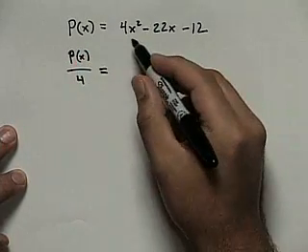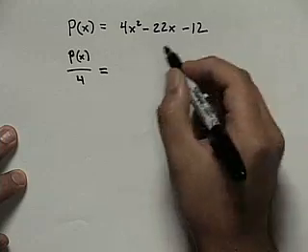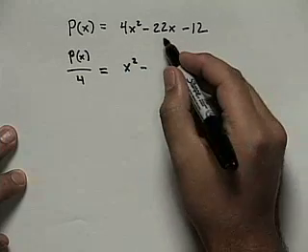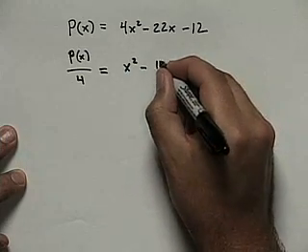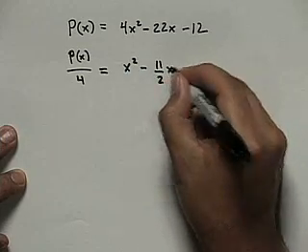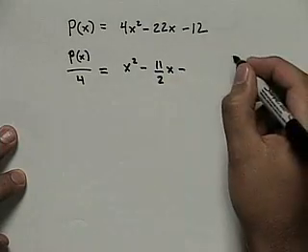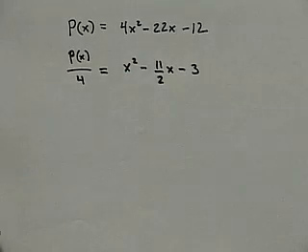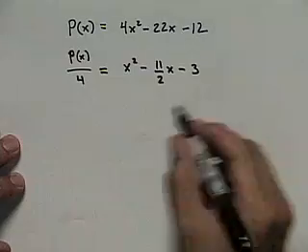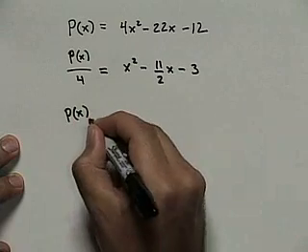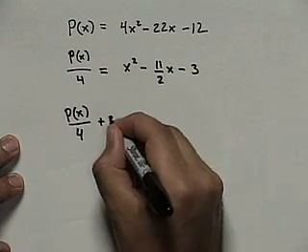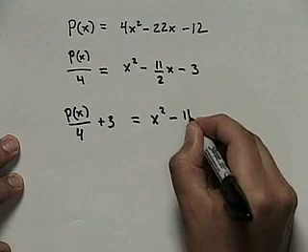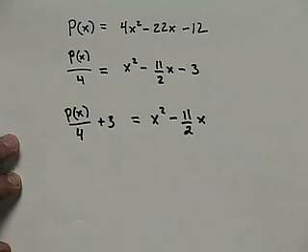equals, and now here's the key step, making sure this coefficient becomes a 1. 4 divided by 4 gives us that 1, so we get x squared minus, then 22 over 4 can be written as 11 over 2, so we have 11 over 2x, minus 12 over 4, which can be rewritten as 3. Now, the next step is to add the 3 to both sides, so we have p of x over 4 plus the 3 that we add to this side equals x squared minus 11 over 2 times x.